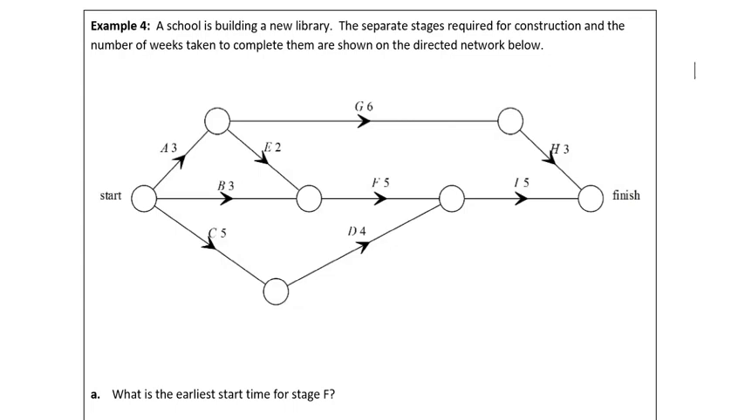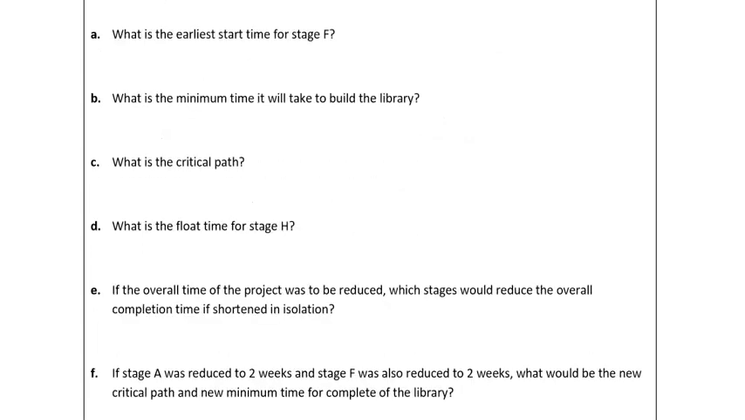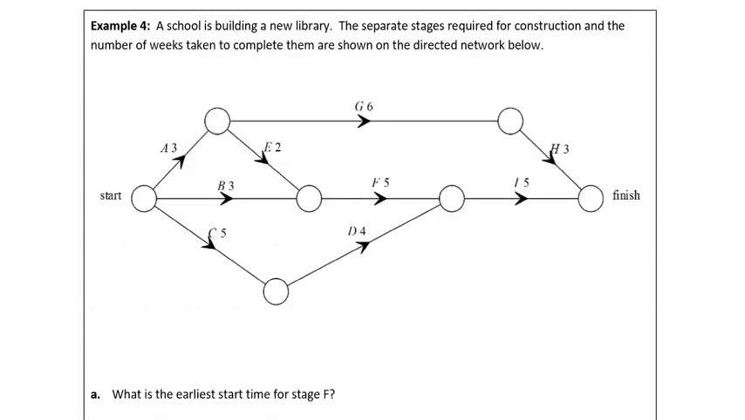Often there'll be a few questions asked to lead you in, but then this question comes down to: if stage A was reduced by 2 weeks and stage F also reduced by 2 weeks, what would be the new critical path and the new minimum time? This is what we would refer to as crashing with no cost, no restrictions. They're giving us specific times to reduce the activities by, but we're not held to any budget. We don't have a target to reach. It's just do everything you can in order to get the minimum completion time, so the overall maximum saving.